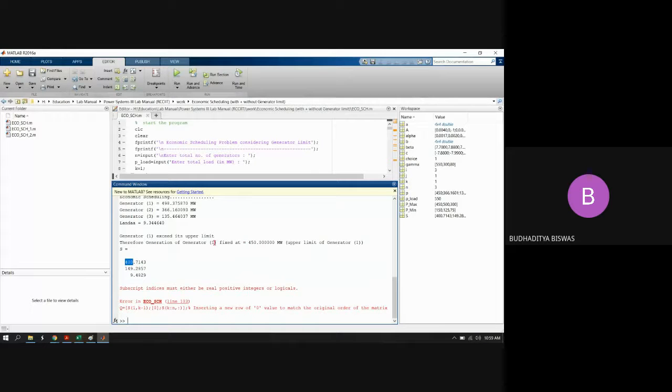This one is not coming from the solution. This one is just directly forcefully fixing the generation of generator 1 as 450, that means the limit of that particular generator. But this one is according to the solution: the second generator should generate 400 megawatt, the third generator should generate 149 megawatt, and the value of lambda is 9.48. Okay. So in this way, if you consider the generator limit, then this is the modified algorithm for the solution of that particular economic problem.